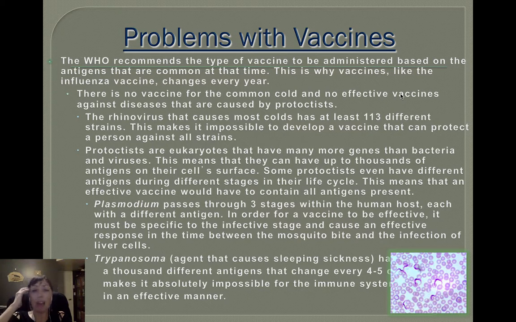Okay, Plasmodium passes through 3 stages within the human host, each with a different antigen. So in order for a vaccine to be effective, it must be specific to the infective stage and cause an effective response in the time between the mosquito bite and the infection of the liver cells. So Plasmodium, like with malaria, okay? And then trypanosoma, which is the agent that causes sleeping sickness, has 1,000 different antigens that change every 4 to 5 cycles, making it absolutely impossible for the immune system to be effective.